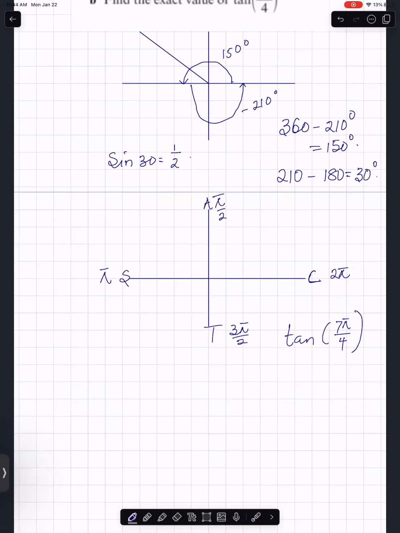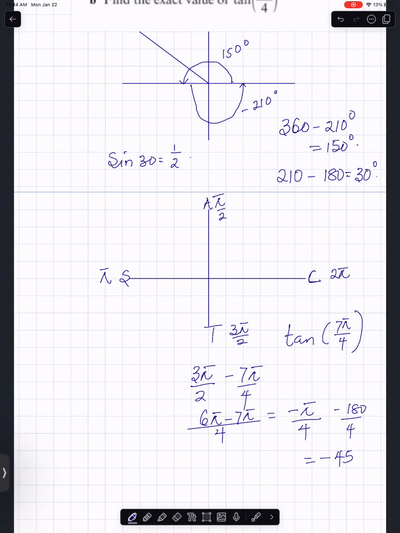Simply, to find that value, I'll have 3 pi over 2 minus 7 pi over 4. So 3 pi over 2 minus 7 pi over 4 gives 6 pi minus 7 pi over 4, so the answer is minus pi by 4. I already know that pi is 180, which means minus 180 divided by 4, which gives me minus 45.